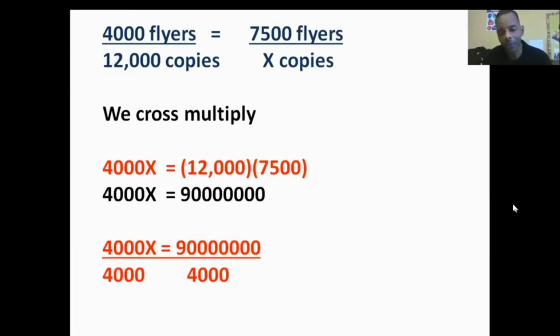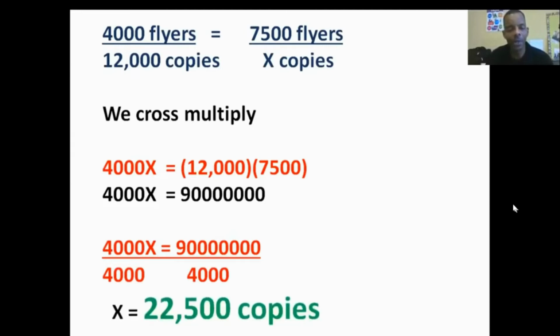If you divide that either on your calculator or long division, however you want to do it, we would get an answer of 22,500 copies. So this is helping Lupe with his business proportions because he has a ratio for one amount. Now he's trying to use that to find out for a higher amount, okay? Proportions are very powerful problem-solving tools.